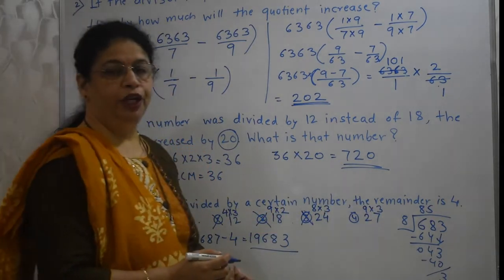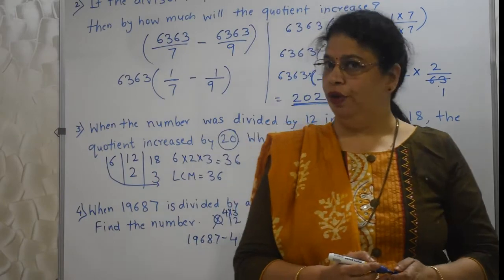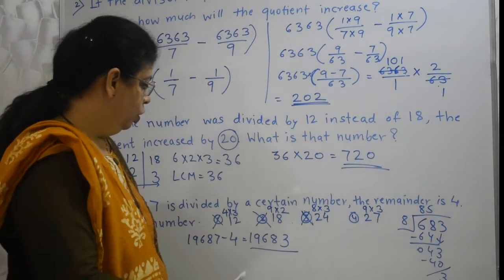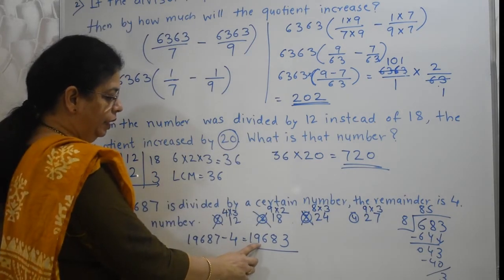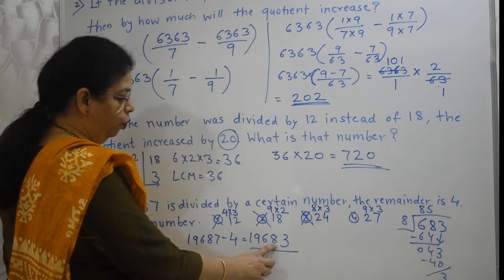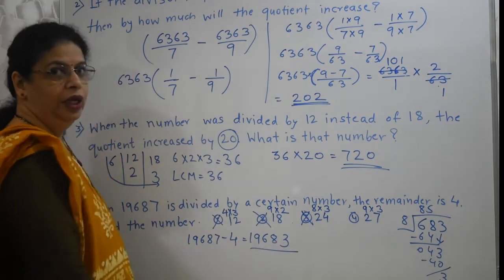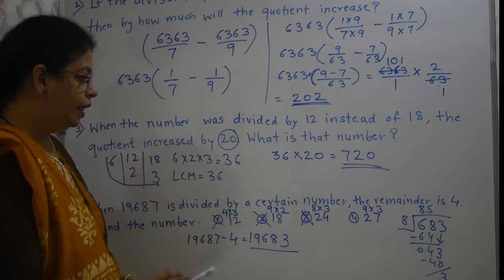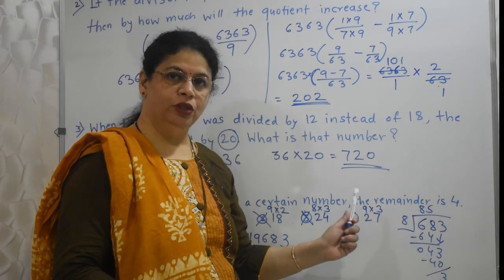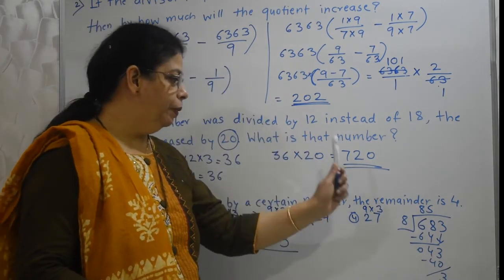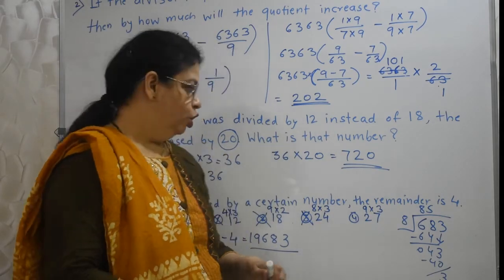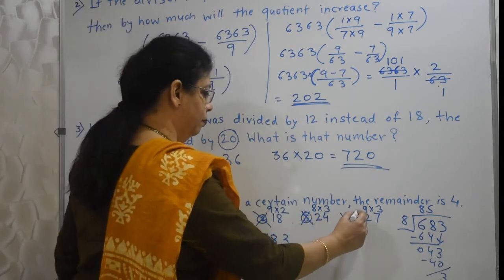What is the divisibility of 9 and 3? They are absolutely similar. You have to add all the digits of the given number. So we will add 1 plus 9, 10, 10 plus 6, 16, 16 plus 8, 24, 24 plus 3 is 27. 27 is completely divisible by 9 because it comes in 9's table. It is completely divisible by 3 because it comes in 3's table as well. So this is the answer.